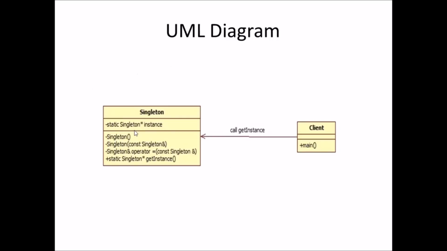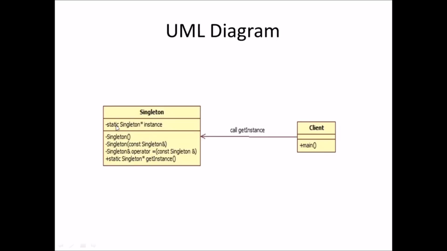Now we're at the UML diagram. You can see here, this is our client, this is just a simple main function, this is our whole application. This singleton class will be used by this whole application. So from main, or whatever our client code is, we'll just call the getInstance function. This function will return the singleton pointer.